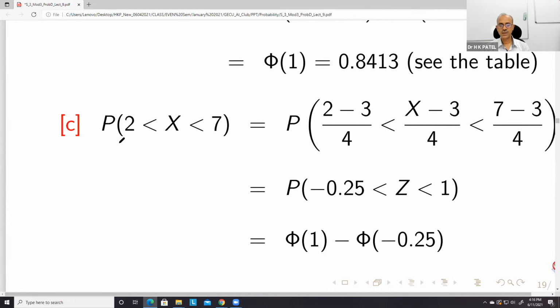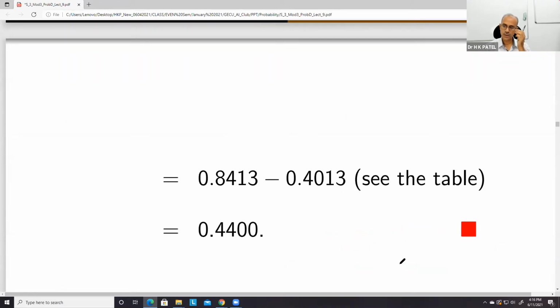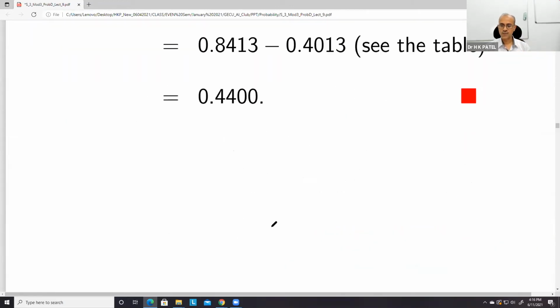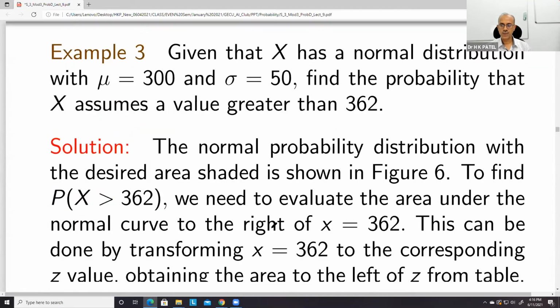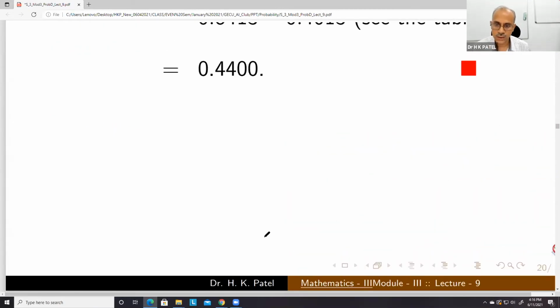Now this is the area between 2 points. So which are the points? These are z actually now. Minus 0.25 and 1. So this thing. See the table. Okay, you can find the value. Now here I want to tell you one thing.